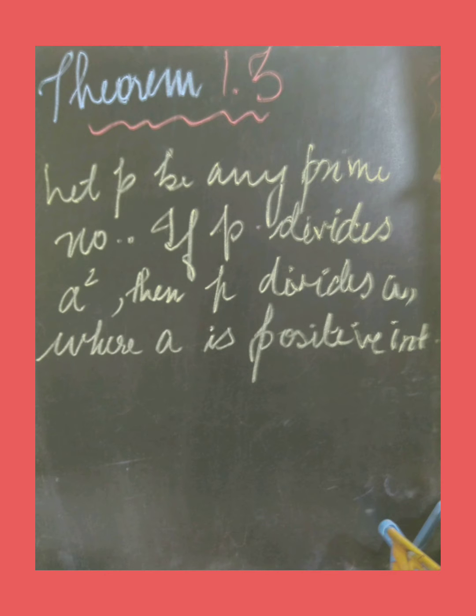Let P be any prime number. If P divides A square, then P divides A, where A is a positive integer. So it is saying we are taking any prime number. If it divides A square, then it should also divide A, where A is a positive integer. So let's understand this theorem with an example.